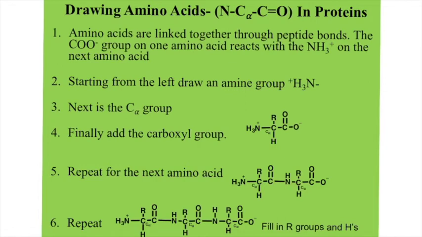Then you have your C alpha and then CO, and you do the same thing over again. The way I draw my peptides or my proteins is I always do the backbone, N C alpha CO, N C alpha CO, N C alpha CO, and then I fill in my H and R groups. I just find that easier, and I'll show you an example.